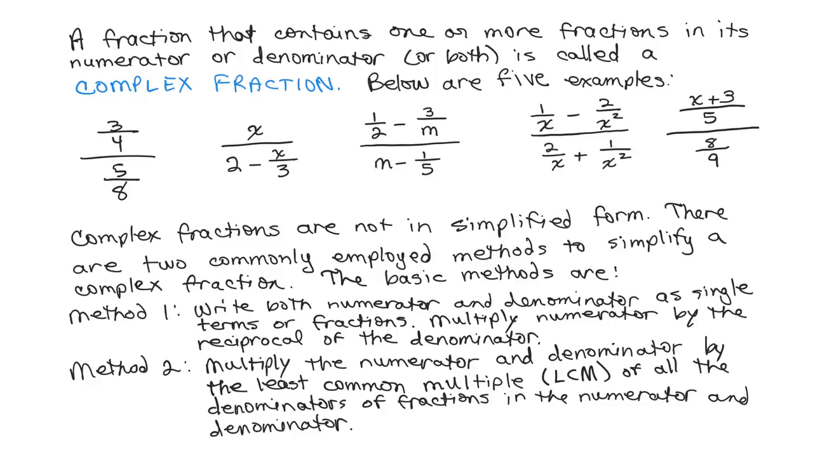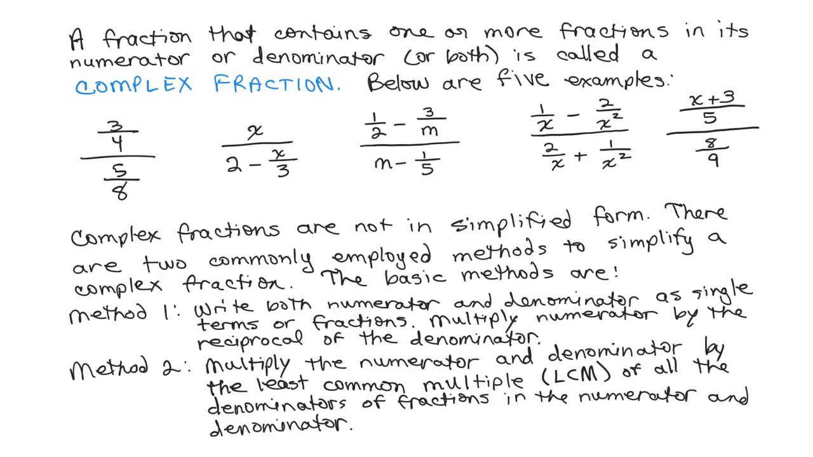Complex fractions are not in simplified form. That means we can simplify further so they don't look complex. And there are two commonly employed methods we could use. Here is a quick overview of the two methods. The first method is to write both the numerator and denominator as single terms or fractions. And then you'll multiply the numerator by the reciprocal of the denominator.